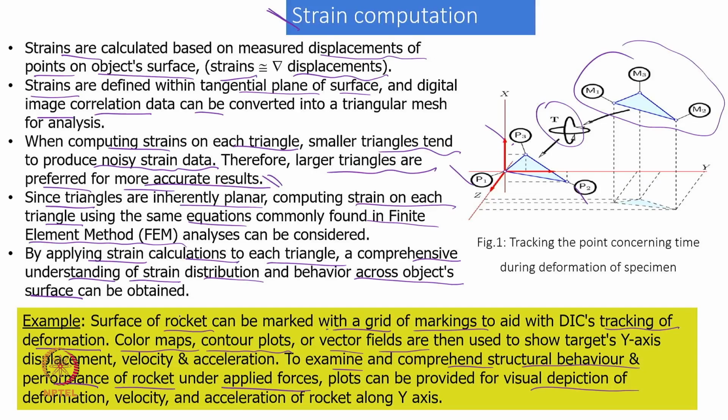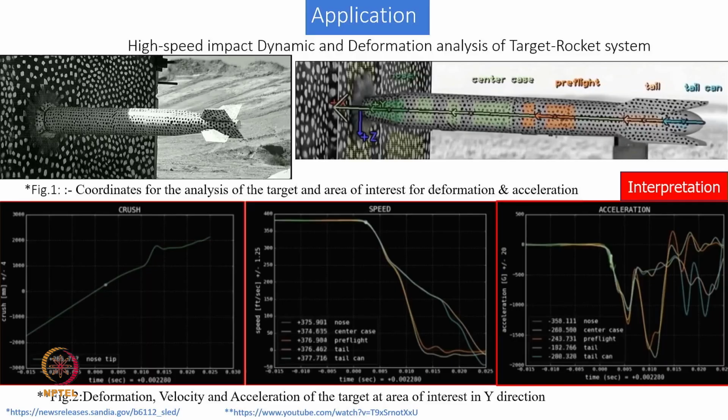To utilize this strain DIC method, we can make a number of points or grid points marked on the surface of the rocket, and then we can calculate the displacement, acceleration and velocity, and plot those values. Or if we are more interested, we can go ahead with color maps and color plots, so that better visualization can happen on the surface. So, this is what I am just trying to cover.